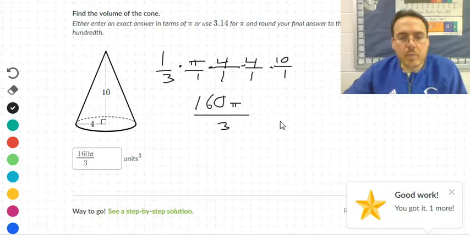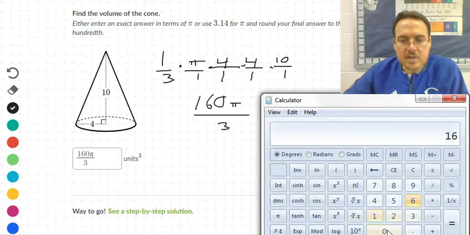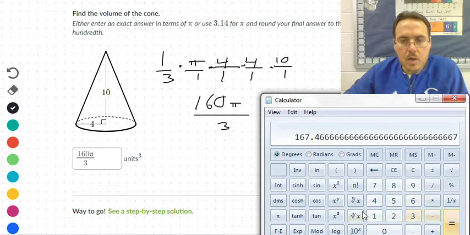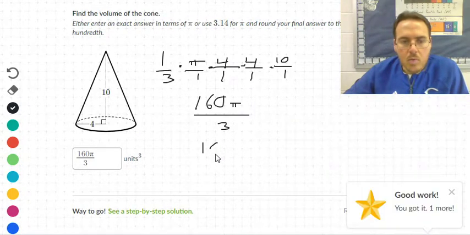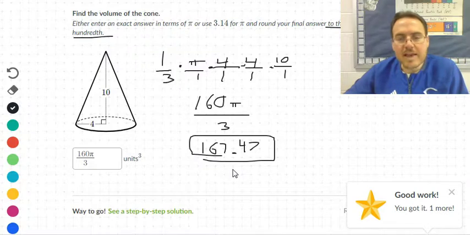And you could have put in 3.14 for that and divided and rounded to the nearest hundredth, and that would have been fine. Just for you to see that, that would have been 160 times 3.14 divided by 3. So 167.47. That would be rounded to the nearest hundredth. So it would have taken that as well.